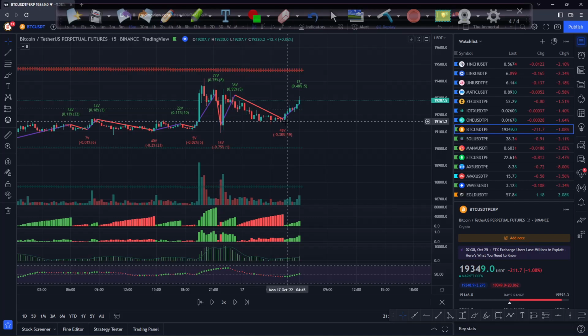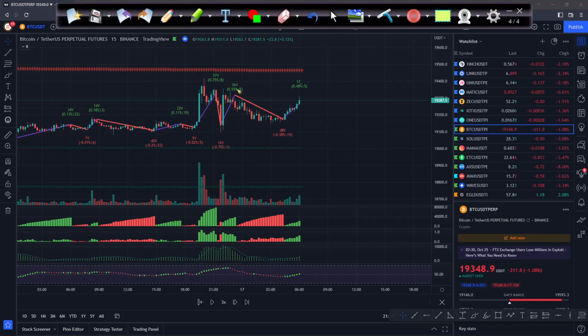So here what we saw is that with this much volume, which is more than this, we were making a higher low, meaning that there is failure to push down, and it is bullish.